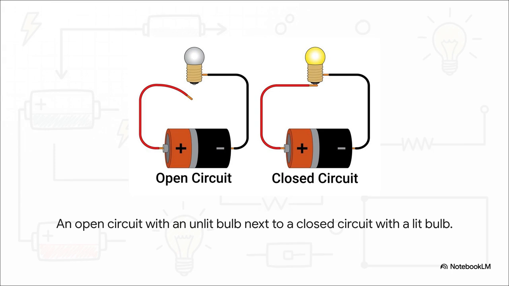Okay, so this right here, this is the core of the whole mystery. On the left, you've got an open circuit and the bulb is dark. On the right, a closed one and the bulb is lit. The only real difference you can see is that tiny little gap in the wire. So what is it about that gap that makes all the difference? To figure that out, we have to go way, way smaller.